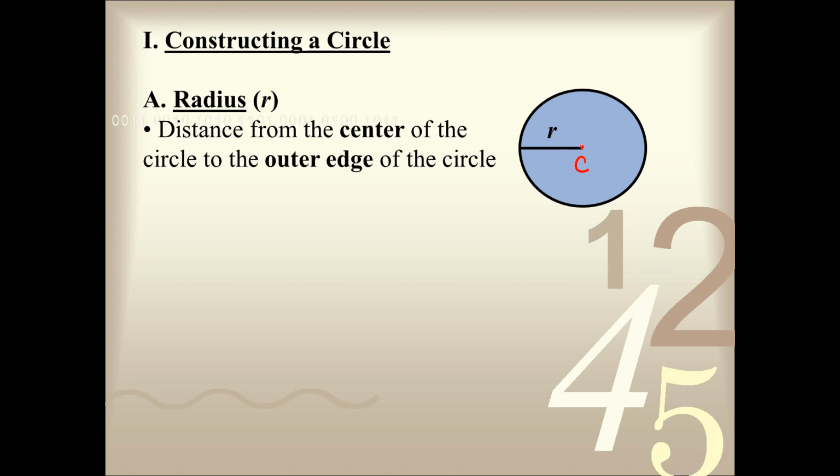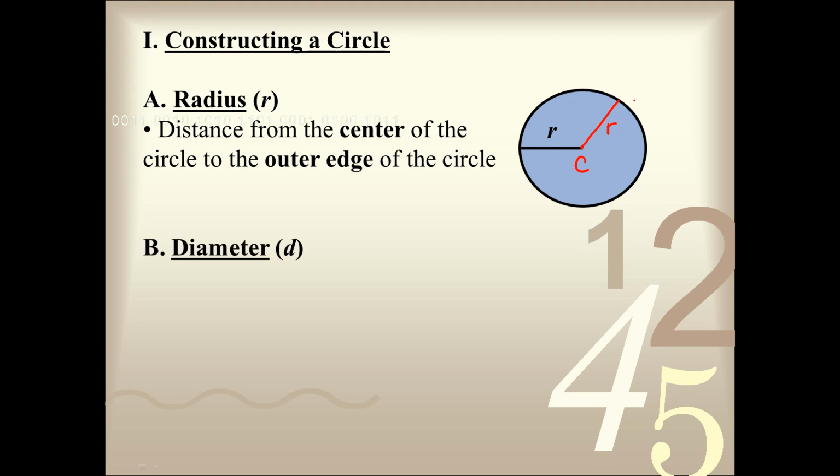And the radius of the circle would just be the distance from the center to any outer edge. I showed one horizontal line here. It could be any line from the center to the outer edge. That's a defining characteristic of a circle. Whenever you draw a line from the center of the circle to the outer edge and measure the distance, it's always going to be constant. And that constant distance is what we call the radius.